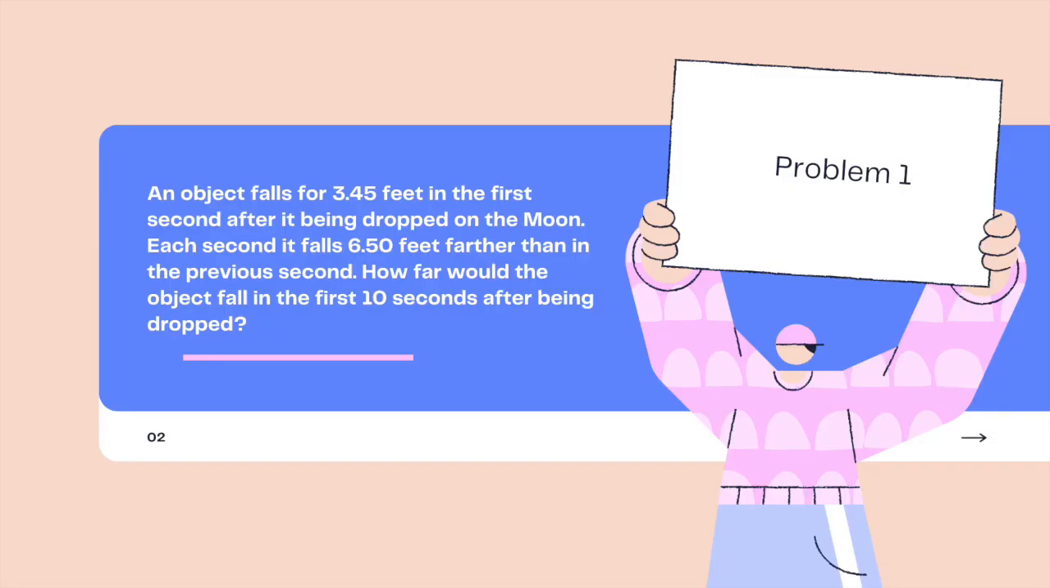An object falls for 3.45 feet in the first second after being dropped on the moon. Each second it falls 6.50 feet farther than in the previous second. How far would the object fall in the first 10 seconds after being dropped?